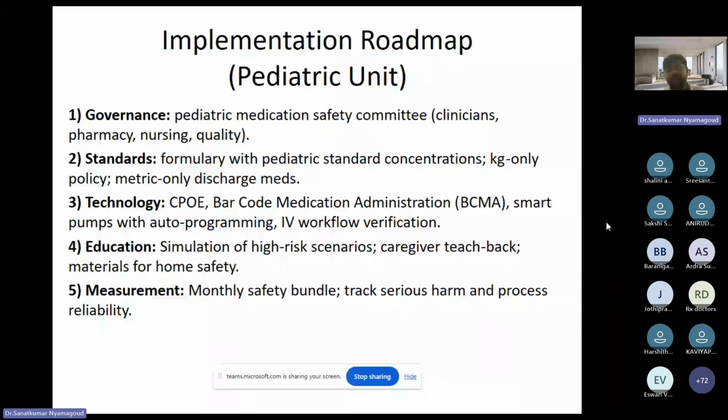The last one is measurement. The measurement is all about a monthly safety bundle. For example, if one clinician has seen 100 patients, out of 100 prescriptions, how many mistakes has he made? We have to track it. And also try to track serious harms that happen to the patient because of medication error, and try to follow the process day to day and check for reliability.